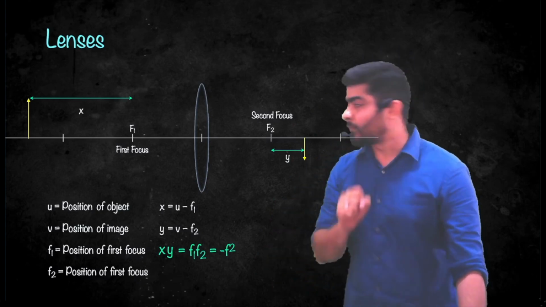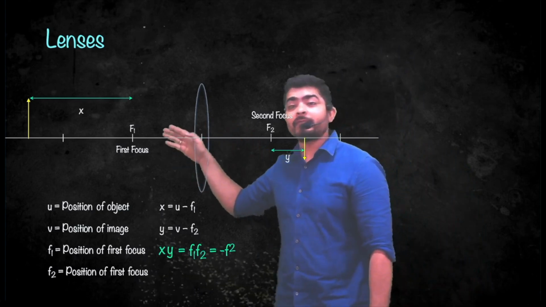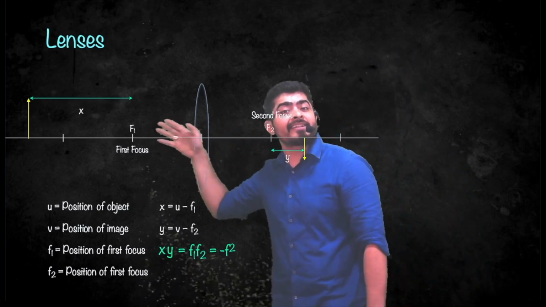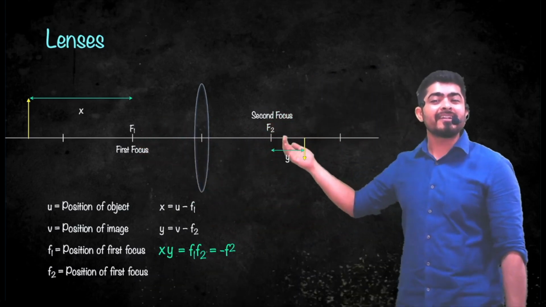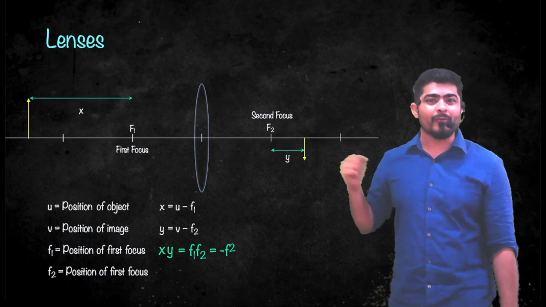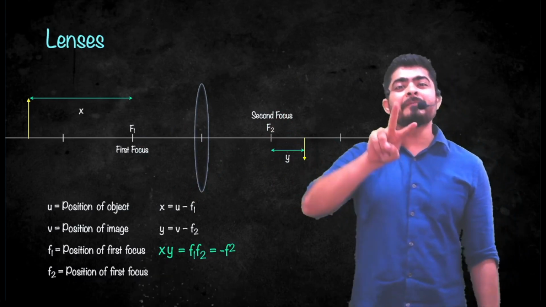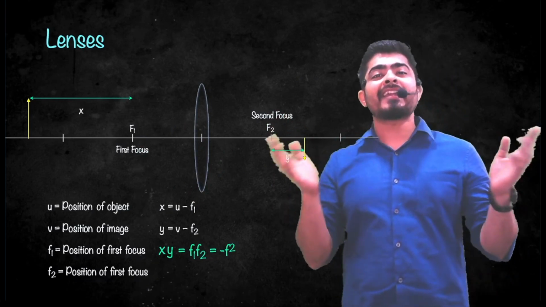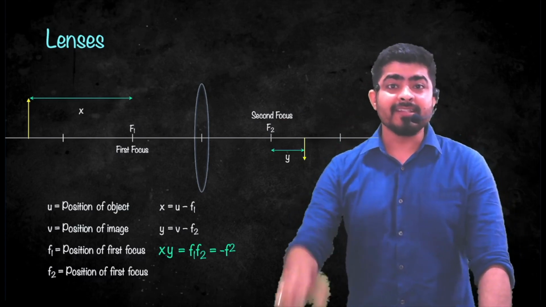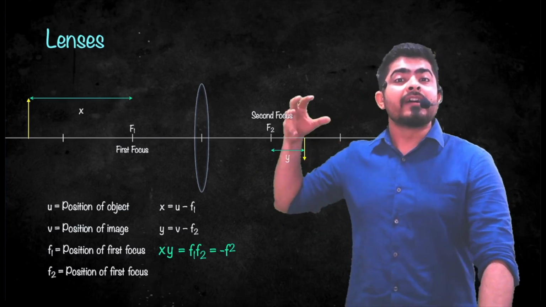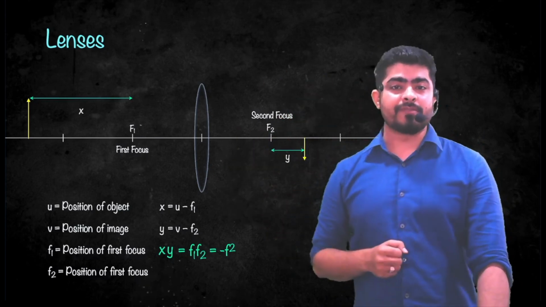Okay. Now, this means when object is on the negative direction of first focus, image should be on the positive direction of second focus. Alright, object and image are always in the opposite directions of the first and second focus respectively. This is valid in all the cases of real object and virtual object.